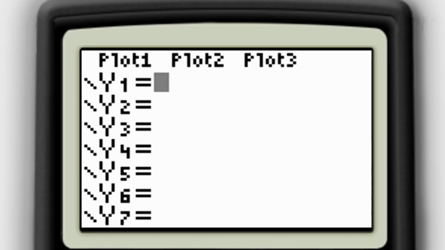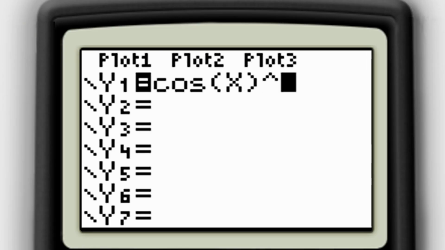Hi everyone, I'm Adam. And in this problem, what we're going to be doing is using our power reducing formulas to write the expression cosine to the fourth of x as first powers of cosine and multiple angles.